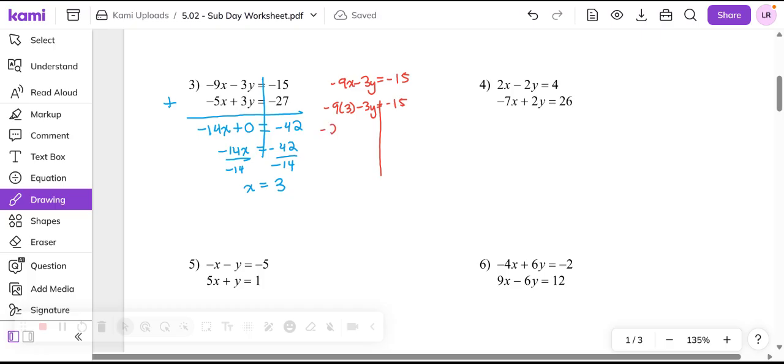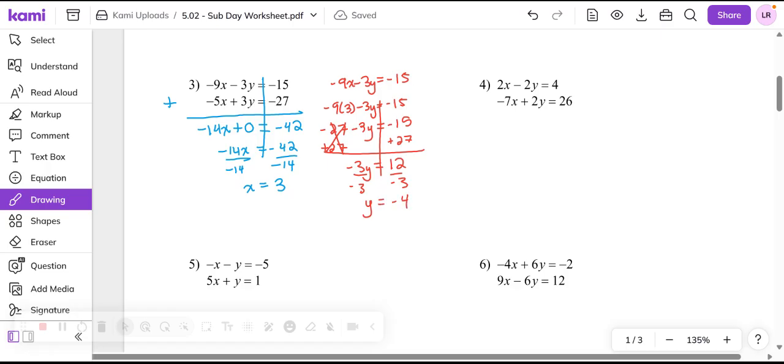So this would be negative 27 minus 3y equals negative 15. So I would add 27 to both sides. That's going to give me negative 3y equals 12. Divide by negative 3, and y would be negative 4.